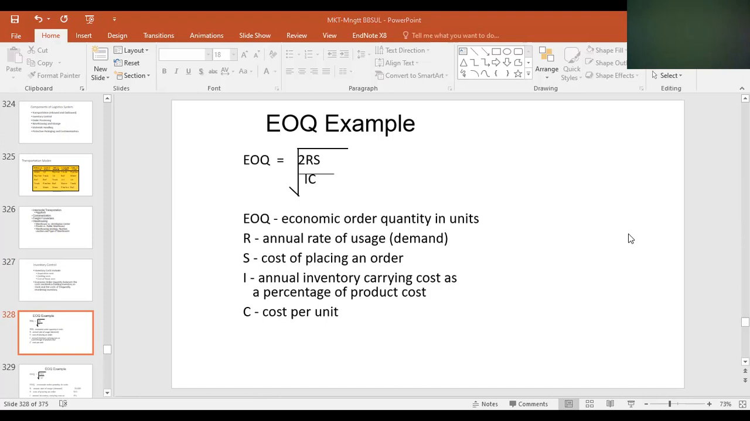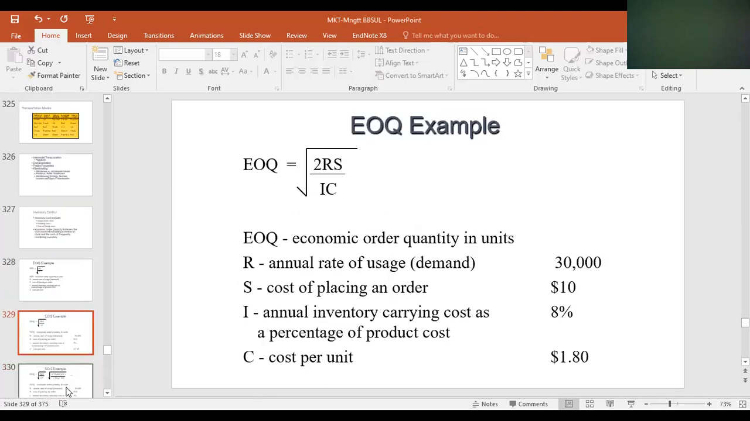C is the cost per unit, which we have just discussed. So these important things you have to keep in mind. And I have given you an example also of how to calculate the economical order quantity.